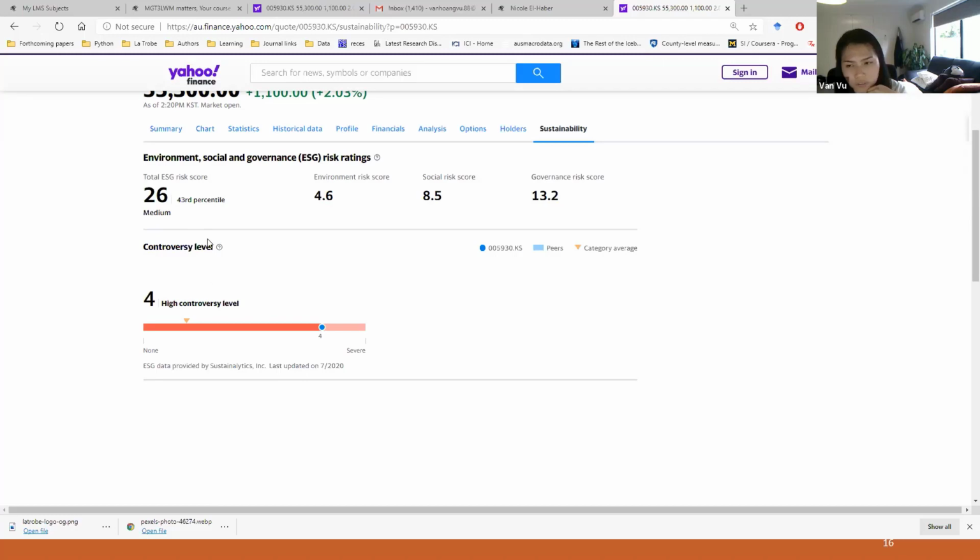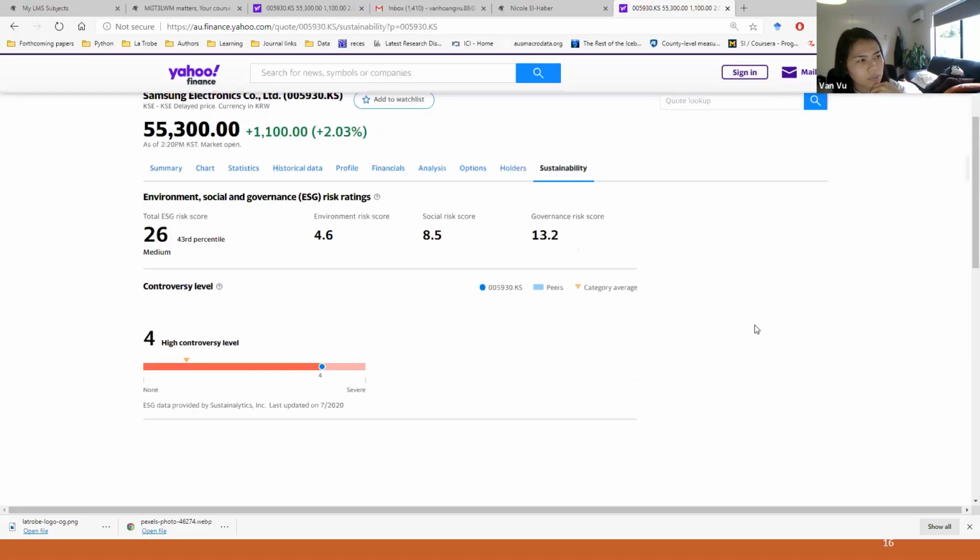In terms of controversies, this is how they score relative to their peers. With Samsung, they tend to be a little bit controversial, okay? I don't know what happened in the last few days, but it looks like it has some controversies here, okay?